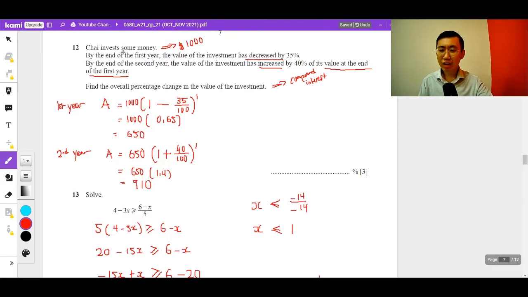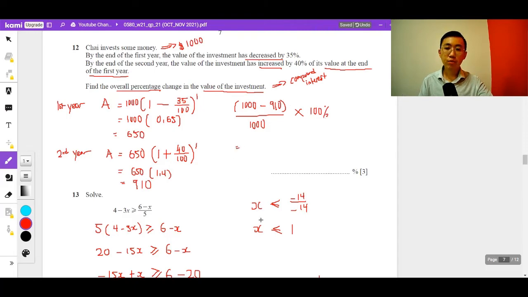I invest 1000 and after second year, I'm only getting 910. I have already lost some money still. After second year, I still lose money. Okay, so let's read the original question now. The overall percentage change in the value of investment. So how much you have earned or lost, you need to do your calculation. 1000 minus, after second year is 910, divided by your original value that you invest, which is 1000, multiply by 100% because this question is asking about percentage, right? So we need to times 100%.